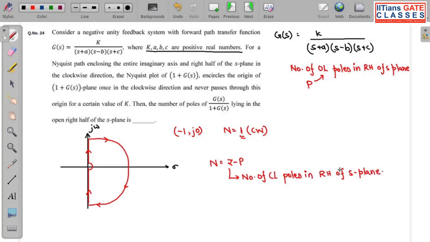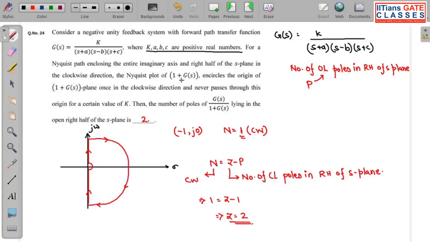Now if I put the values, the number of encirclements is in which direction? In the clockwise direction. So now if I put the value, 1 is equal to Z minus P. What is P here? I can see it is 1. So what is the value of Z that comes out? It is 2. So the number of closed loop poles in the right half of S plane is 2. Basically this was a very simple question, but they have given you a lot of information.